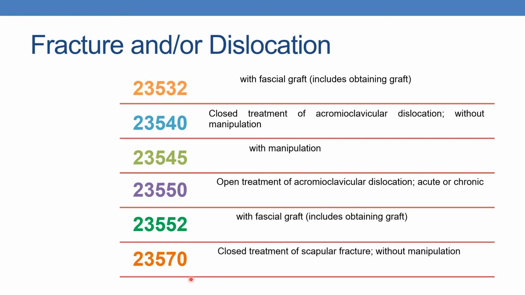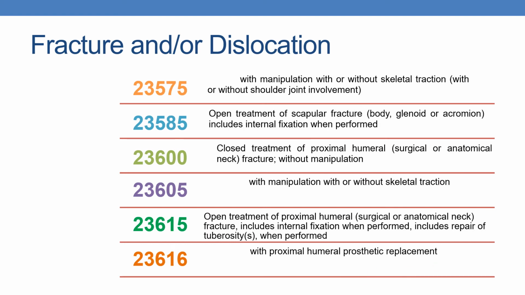The next is 23570. Closed treatment of scapular fracture without manipulation. The next code is 23575, which is nothing but closed treatment of scapular fracture with manipulation with or without skeletal traction. Next is 23585. Open treatment of scapular fracture includes internal fixation when performed.